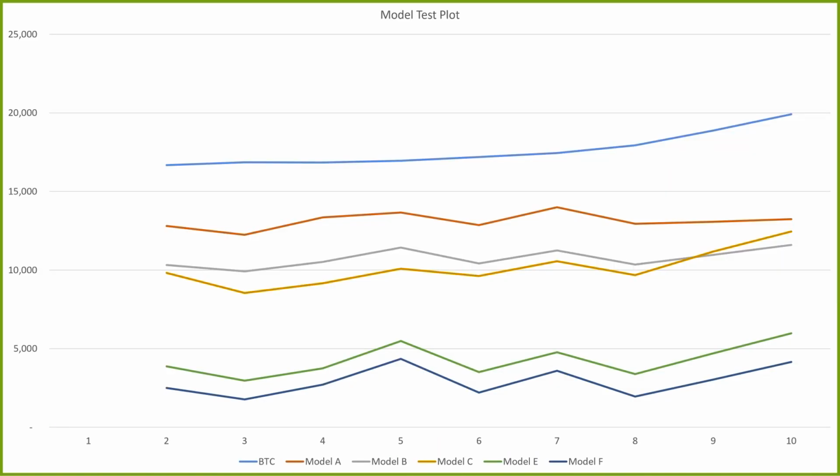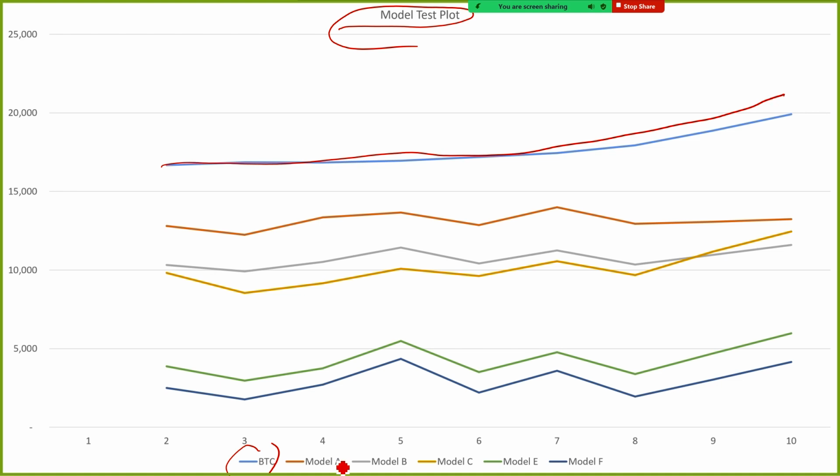And here's a fit. So for BTC, this line, this is the actual line. This is model A, this is model B, model C, model E, model F. अच्छा, अब यहाँ पे हमने थोड़ी सी बदमाशी की है. एंड हमने बदमाशी क्या की है?